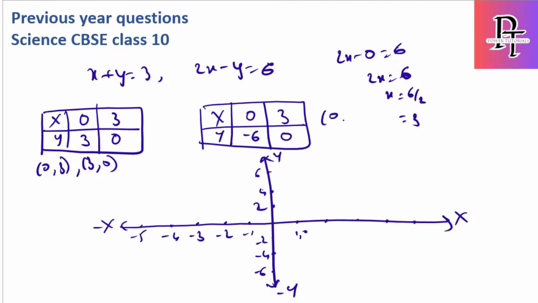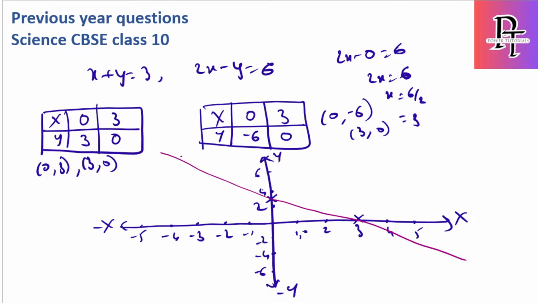The points are x comma y. So (0, minus 6), and x is 3, y is 0. So you can see here, (0, 3) will be somewhere here. This is the first point. Next (3, 0), 1, 2, 3, 4, 5, so (3, 0) will be here. I'll make use of another color to identify. So this will be the first line, which is covering like this. Make use of a scale and pencil to draw this type of equation. This is the first line, which is x plus y is equal to 3.